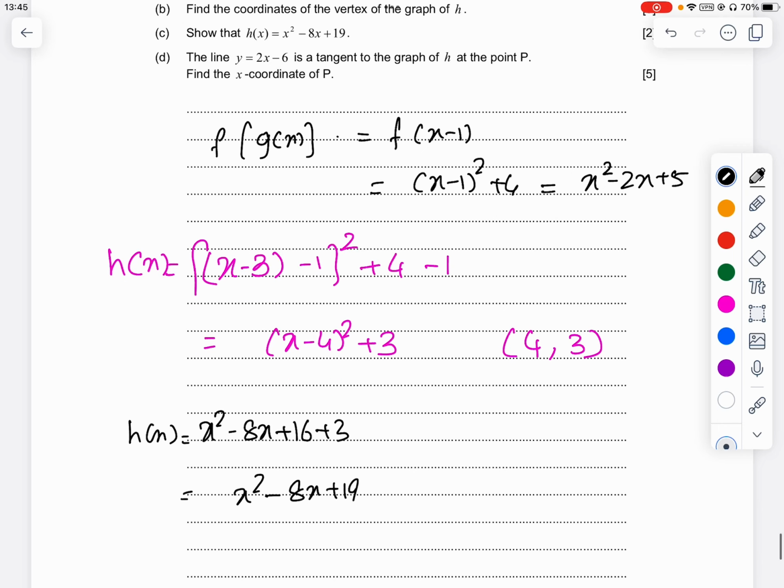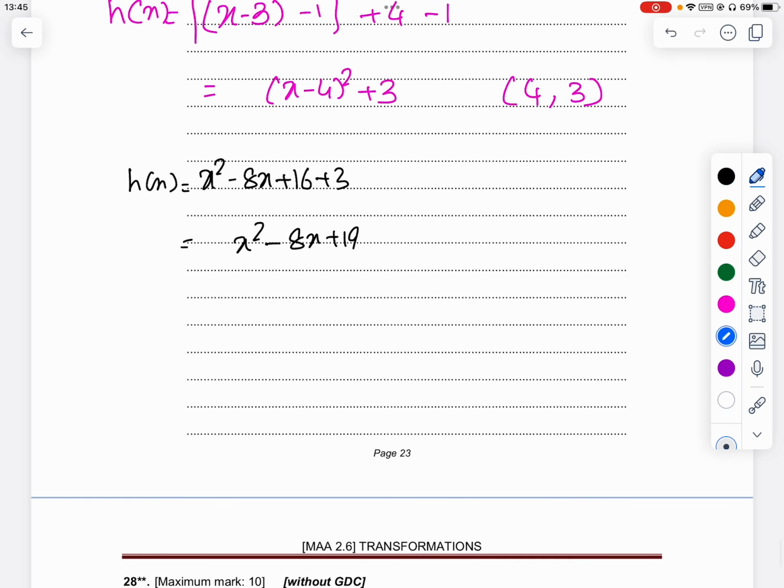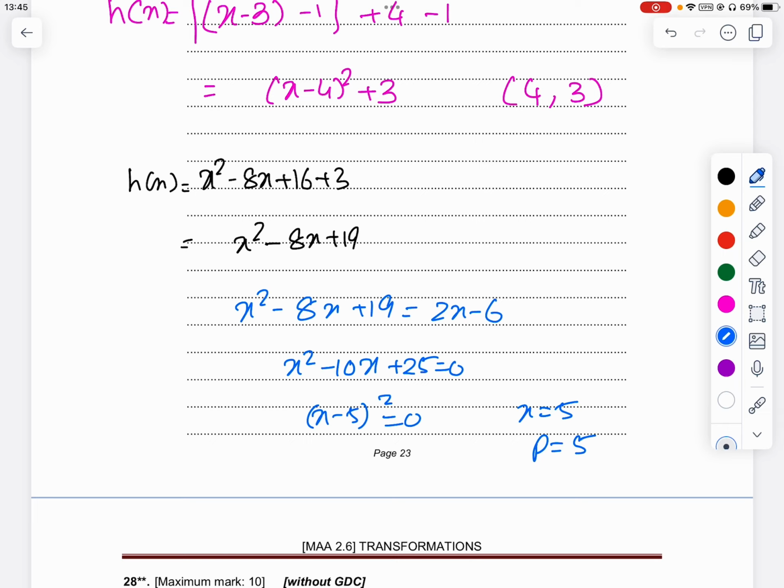The y equal to 2x minus 6 is a tangent. Find the coordinate of P. So for that, what am I going to do? X square minus 8x plus 19 equals to 2x minus 6. So x square minus 10x plus 25 equals to 0. So x minus 5 whole square equals to 0. So x equals to 5. So what is the value of P? P equals to 5.